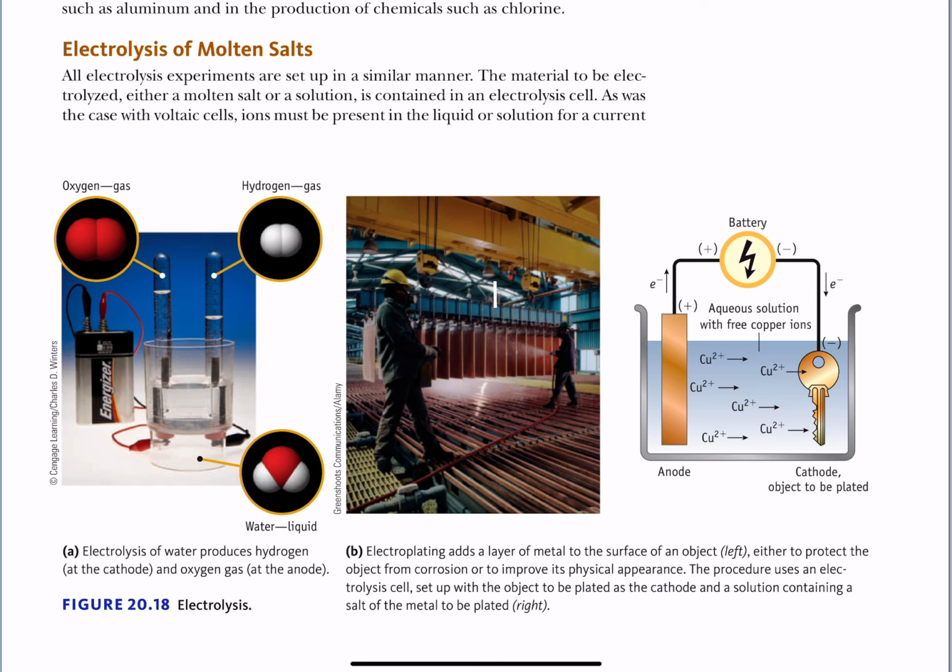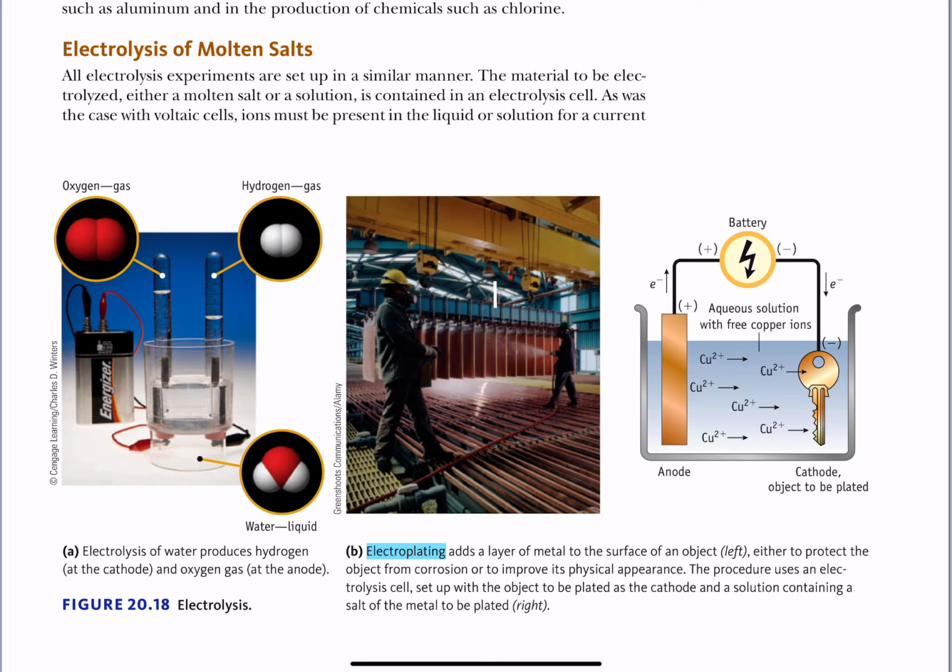Now, before we move on, we should mention something about electroplating. In electroplating, we take the object that we want to plate, to cover with metal. In this picture, a key, but it could be a piece of jewelry, it could be a coin. And you want to hook it up to the negative post of the battery. That makes the key the negative electrode.